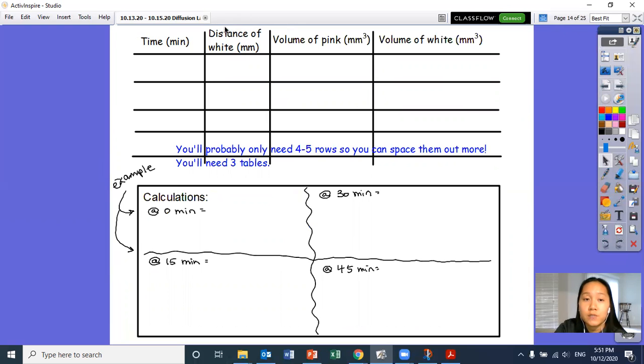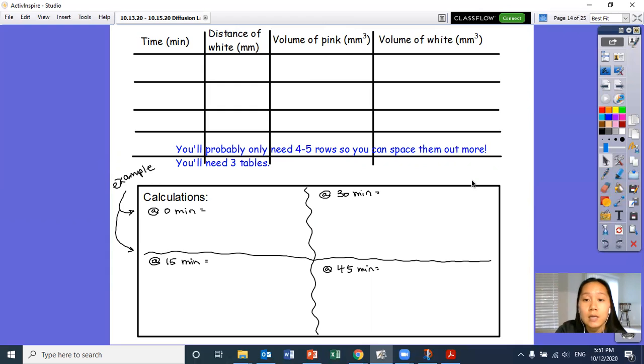This is going to be your diffusion depth. You're going to have a volume of pink that you're going to calculate, and then you're going to have a volume of white that you're going to calculate. So we're going to be calculating how much pink is left in the center of your cube. We're also going to calculate how much volume of white has been appearing as the HCl diffuses from the outside to the inside of the cube.